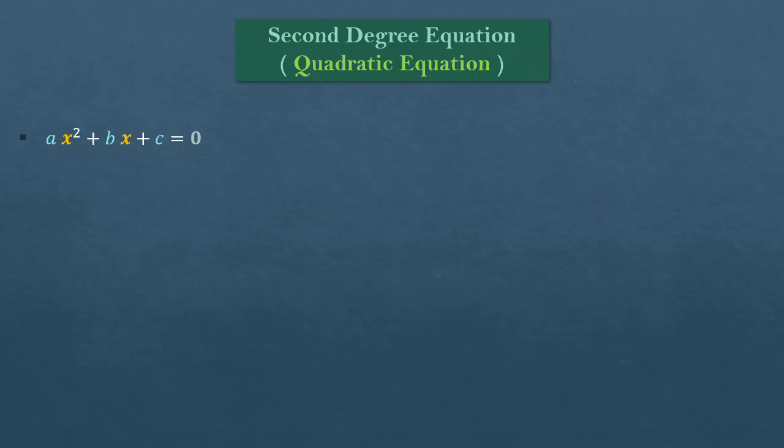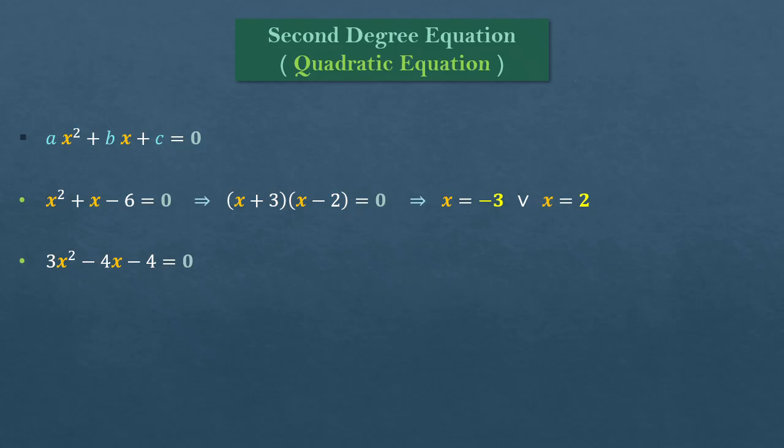In this regard, we have the example of the equation x squared plus x minus 6 equals 0, of which the left-hand side can be factorized into the product x plus 3, all times x minus 2, equal to 0. So we have as a solution the values x equal minus 3 and x equal 2. Another example is the equation 3 times x squared minus 4 times x minus 4 equals 0, which can be written as the product 3 times x plus 2, all times x minus 2, equal to 0. So we would have as a solution the values minus 2 over 3 and 2 for our variable x.